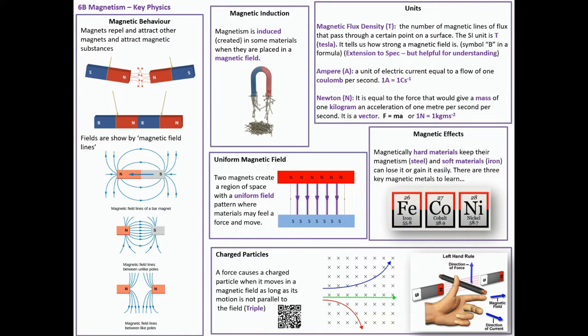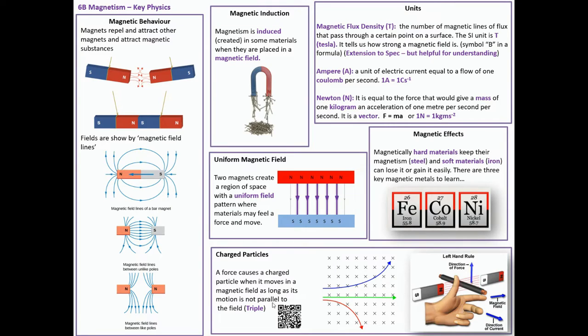Induced magnetism: if I place a material in a magnetic field, like an iron nail, it will itself become a magnet and then attract other nails. So that's called magnetic induction. Here we've got a uniform magnetic field, so you've got a region of space where the lines are straight. They might curve at the edge, and the more lines there are, the stronger the field is.